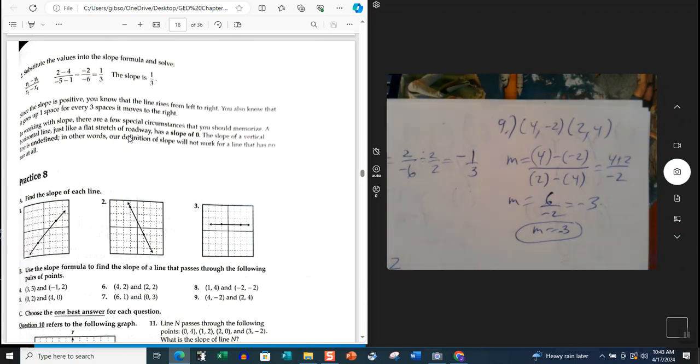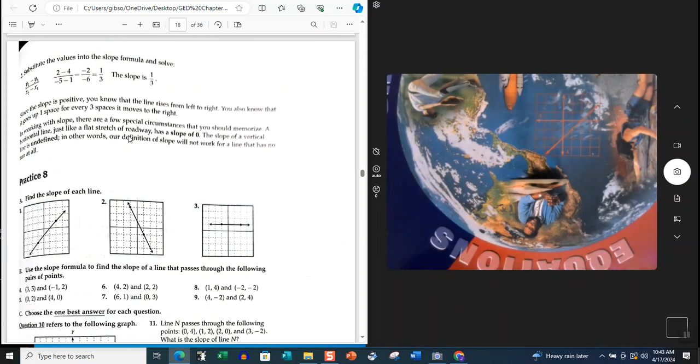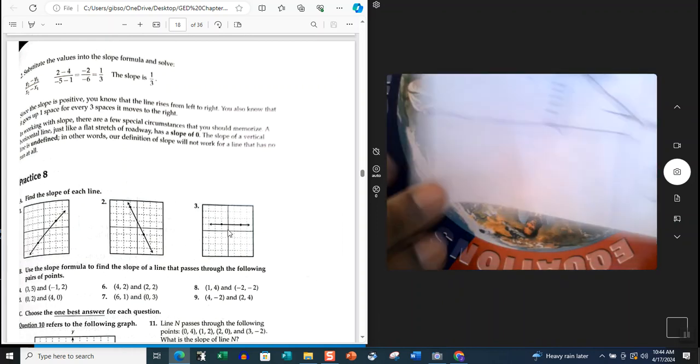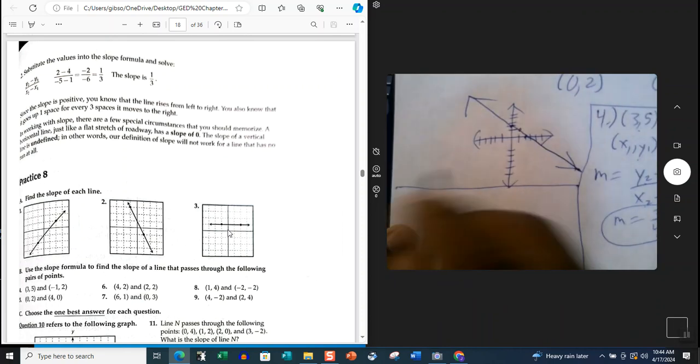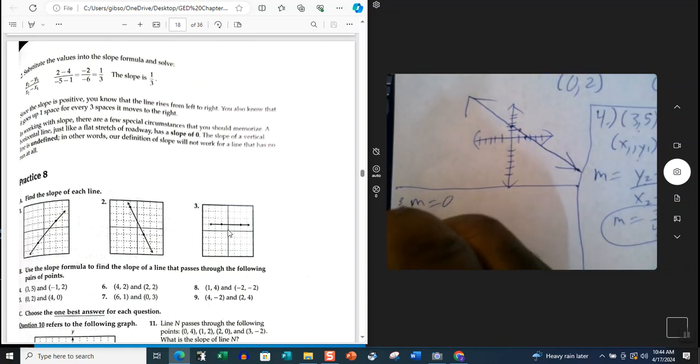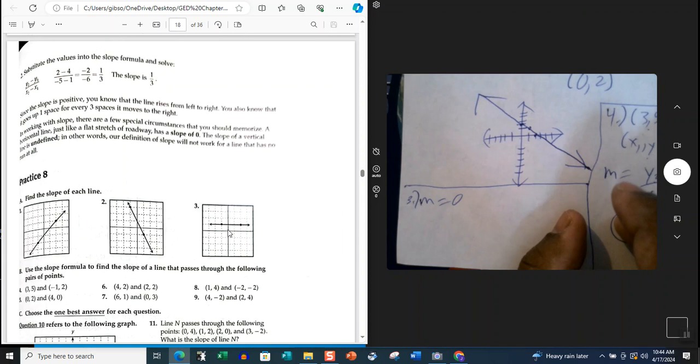So what we need to do here, if we go back down here to problem number 3, look at problem number 3. If you notice here, isn't this a horizontal line? So with problem number 3, we're supposed to automatically know that our slope is 0. We don't have to do any calculations for that because we see that that is a horizontal line. So automatically your slope is 0.